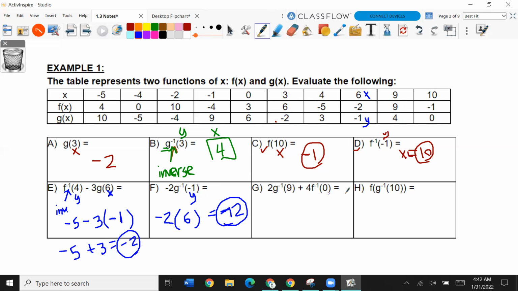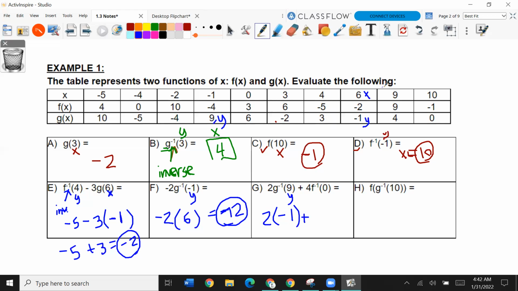Okay, hopefully you've tried G and H. We'll go through those. G inverse of 9. So let's see, 9 is my Y value. That's a Y value there. So my X value is going to be -1. So it's going to be 2 times that.